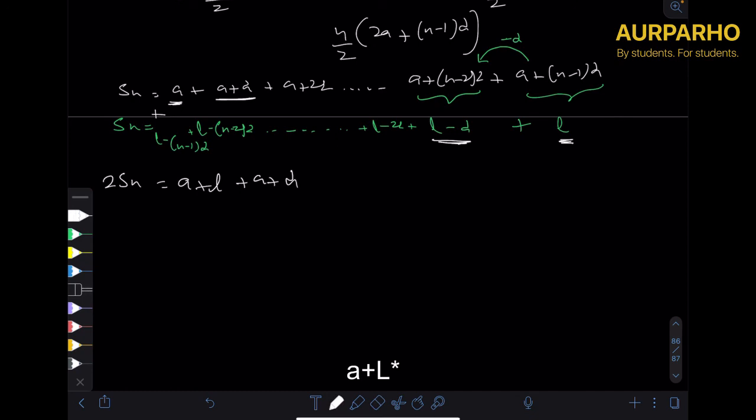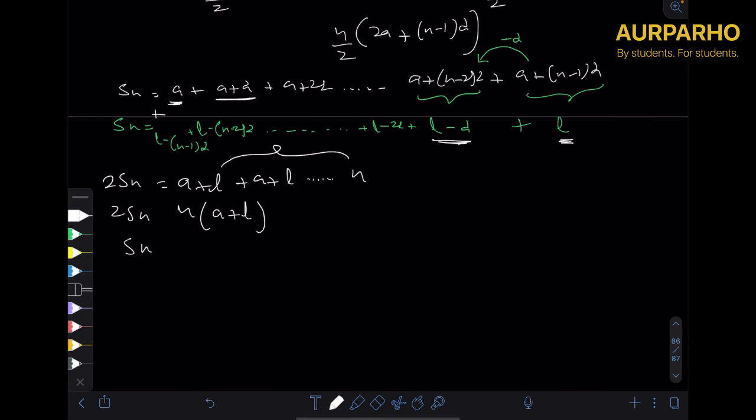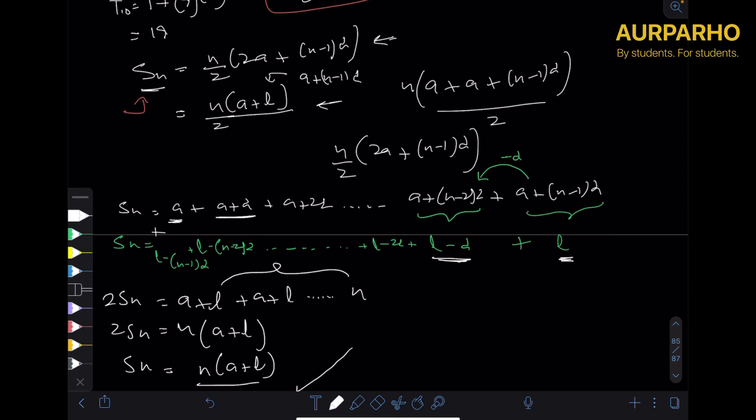This a plus L will continue n times, right? Because there are n terms. So I can just write this as n times (a plus L), because there are n of these adding together. So 2Sn is n times (a plus L). So Sn will just be n (a plus L) over 2, and this is our sum formula. And of course, if n over 2 (a plus L) is true, the other formula has to be true, because they're both basically the same thing. All right, and this is all there is for arithmetic progression. There's not really anything more to it.